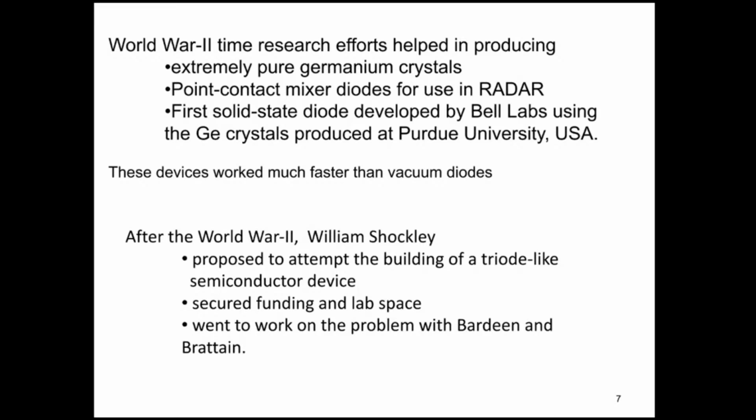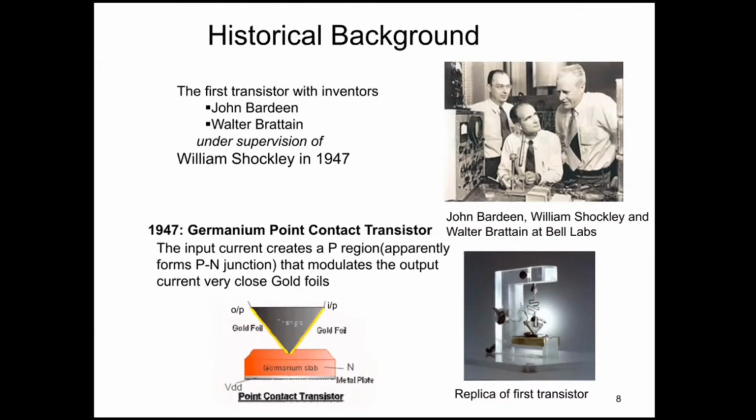After World War II, William Shockley proposed to attempt the building of a triode-like semiconductor device. He secured funding and the lab space and went to work on this problem with Bardeen and Brattain. The first transistor was invented by these three, that is John Bardeen, Walter Brattain, and William Shockley in 1947. It was a germanium point contact transistor. The input current creates a P region that modulates the output current very close to the gold foils shown in the figure.